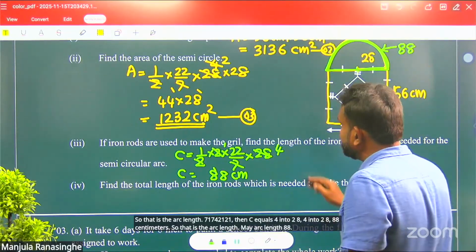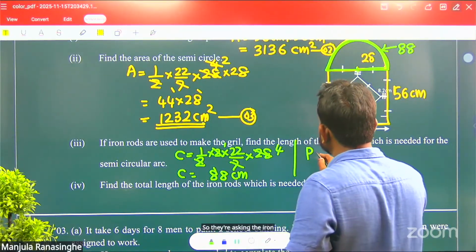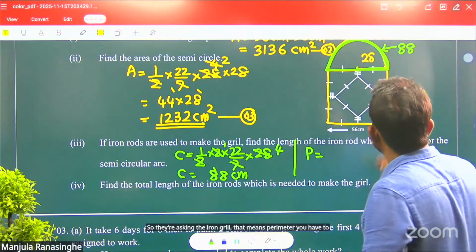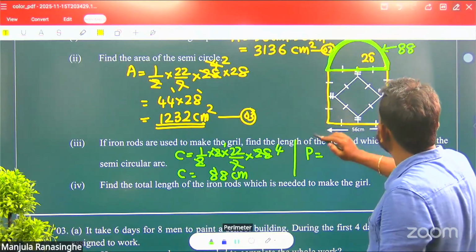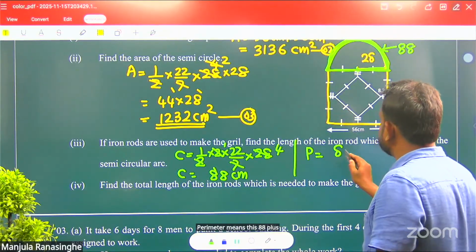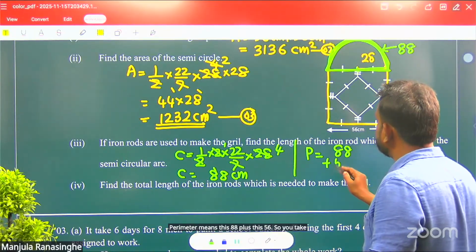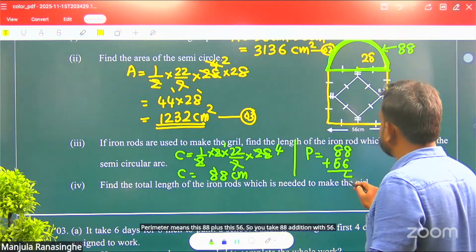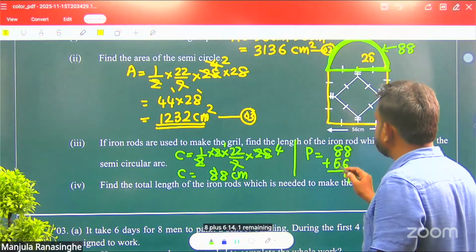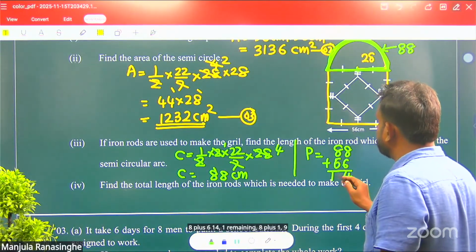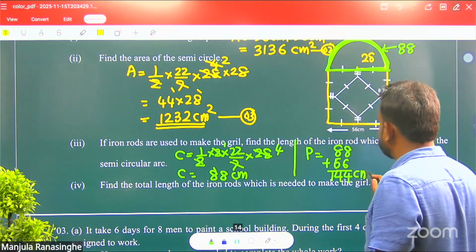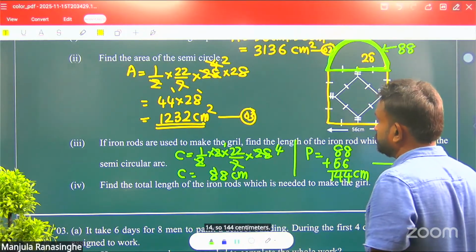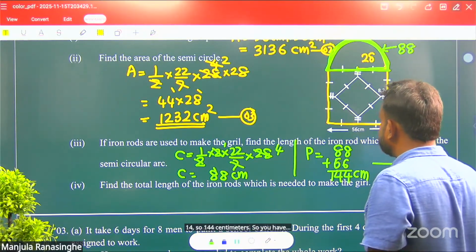So they ask in the iron grill, that means perimeter you have to take. Perimeter means this 88 plus this 56. So you take 88 addition with 56. 8 plus 6, 14, 1 remaining, 8 plus 1, 9 plus 5, 14. So 144 centimeters. So you have 3 marks there.